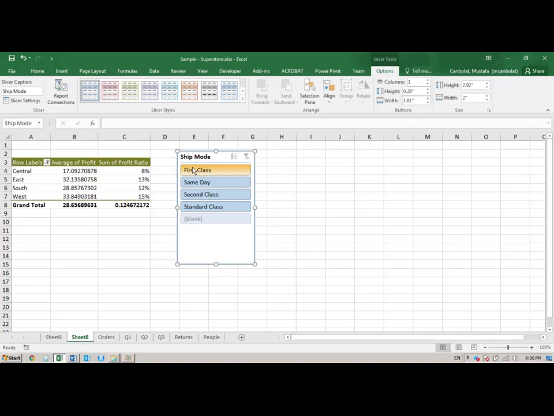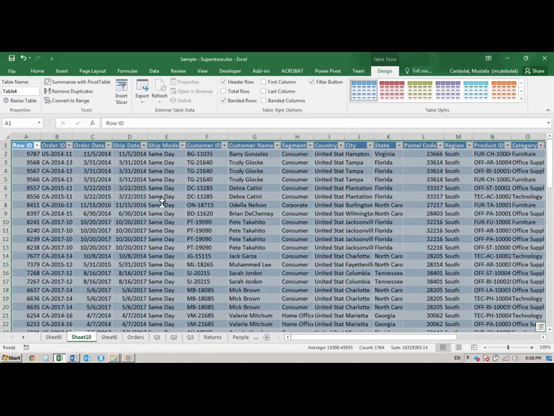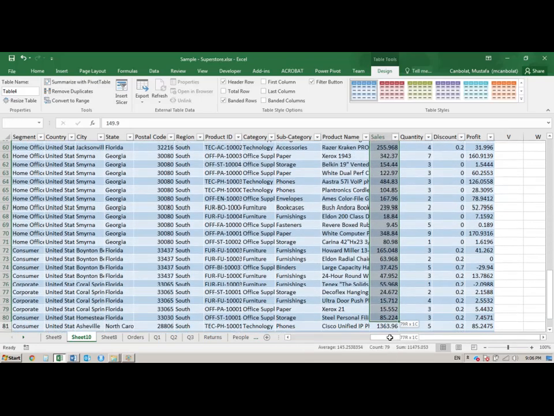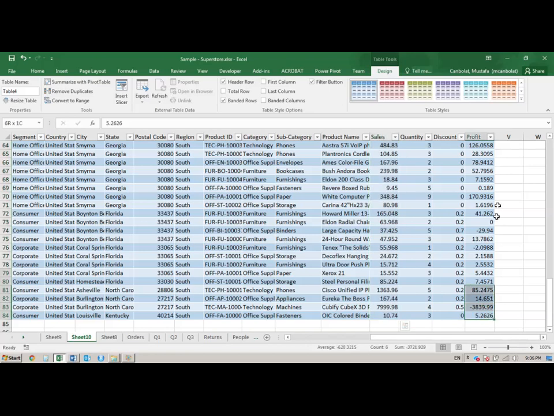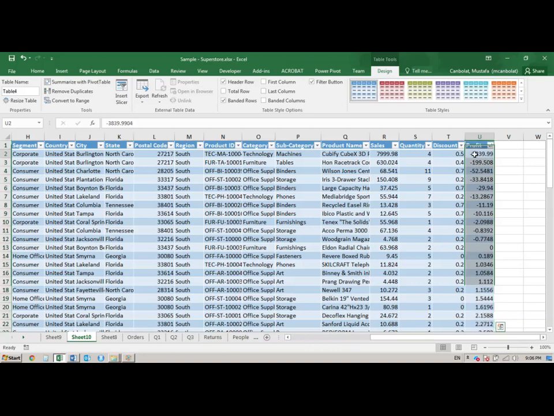Okay, so let's look at the second class again. Same day, and this is south, and if I double click on it, for the same day in the south, these are my sales, and these are my profits. Let's sort from smallest to largest, and here in North Carolina, there's a large amount of loss that made that sum smaller.